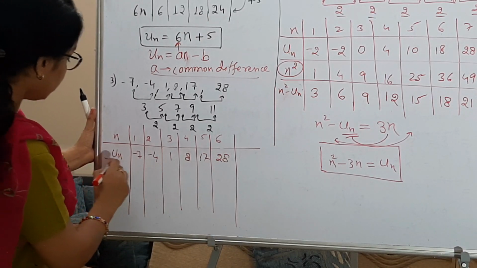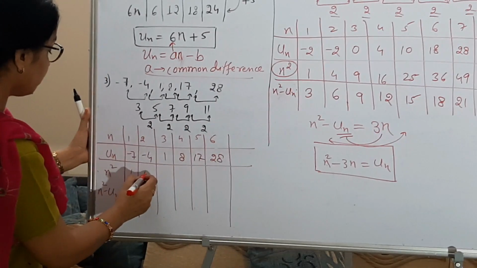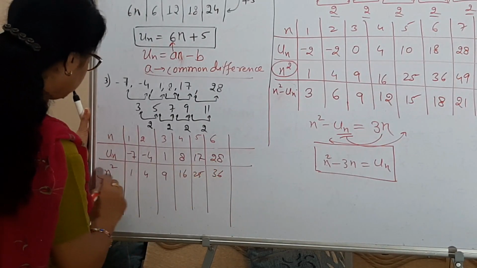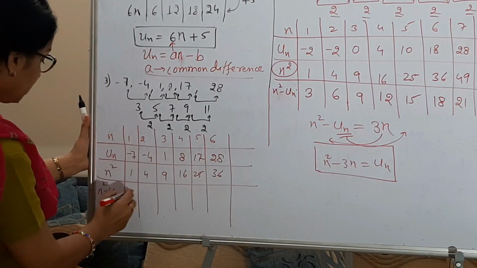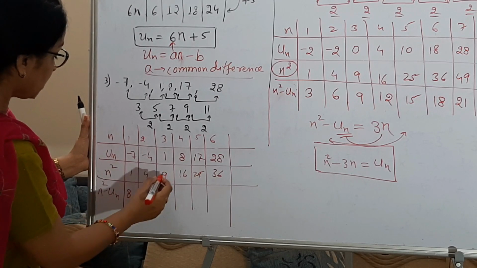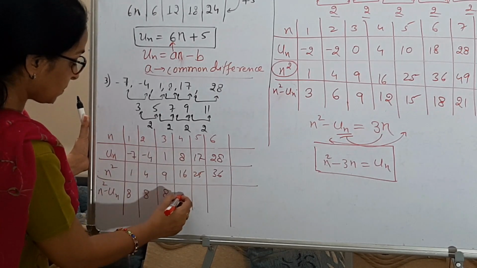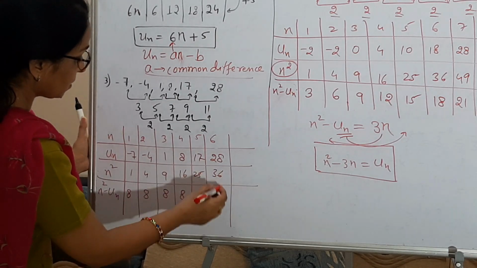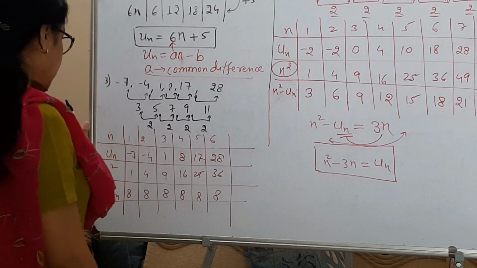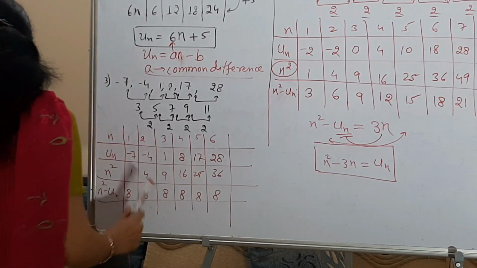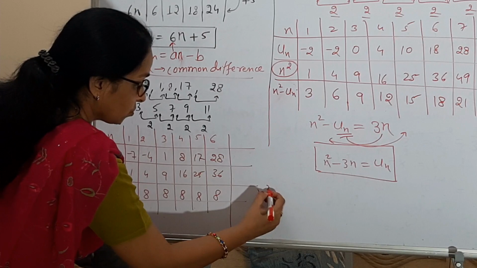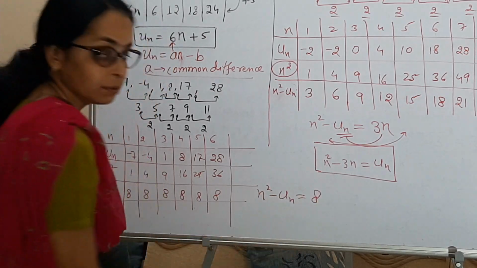So now n square, that is 1, 4, 9, 16, 25, 36. Now n square minus un, that is here it is 1 minus -7, 8, 4 minus -4, 8, 9 minus 1, 8, 16 minus 8, 25 minus 17, 36 minus 28. So everywhere we are getting the same term, 8 only. It means that n square minus un is equal to 8.